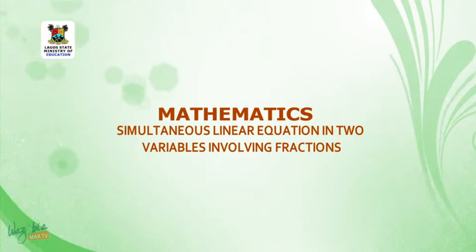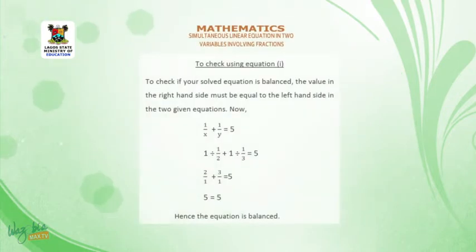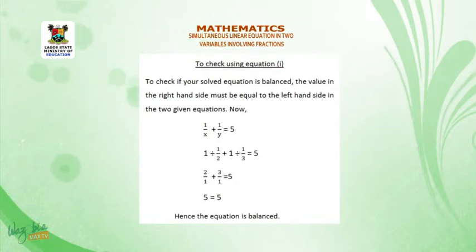Welcome back. To check, using equation 1. To check if your solved equation is balanced, the value in the right-hand side must be equal to the left-hand side in the two given equations. Now, 1 over x plus 1 over y is equal to 5.